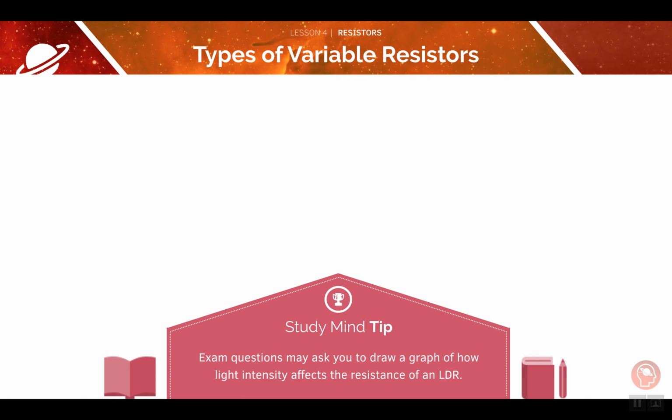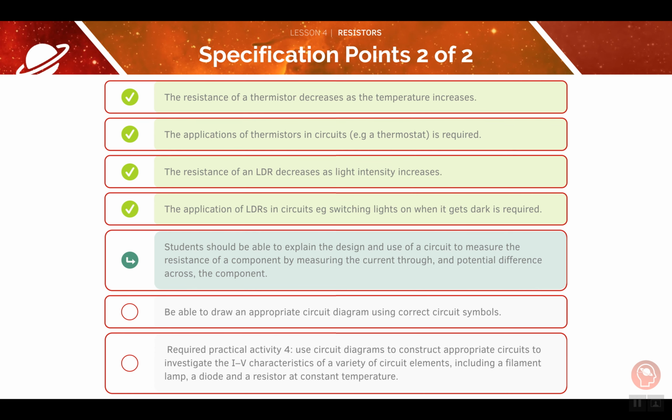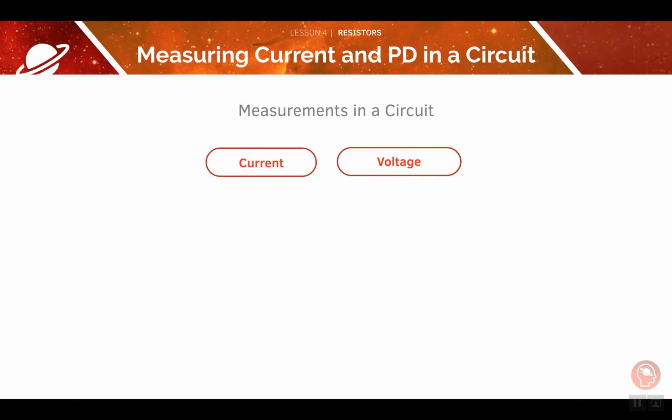Exam questions may ask you to draw the graph of how light intensity affects the resistance of an LDR. Now, we'll be looking at how we can use circuits to measure the resistance of components. We can make two measurements in the circuit. These are current and voltage.